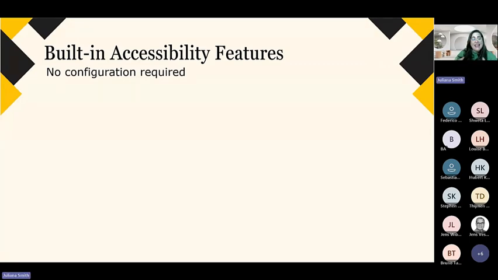Power BI enables us to create more accessible reports through its built-in accessibility features. Some of these features we don't need to configure at all. And although we don't need to configure them as developers, I would highly recommend letting your users know that these features are available. The first one is keyboard navigation and screen reader compatibility. Every object in Power BI that has keyboard navigation is also compatible with screen readers. It is by default, you don't need to do anything about it.